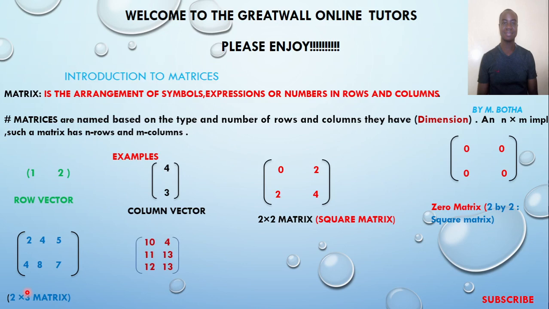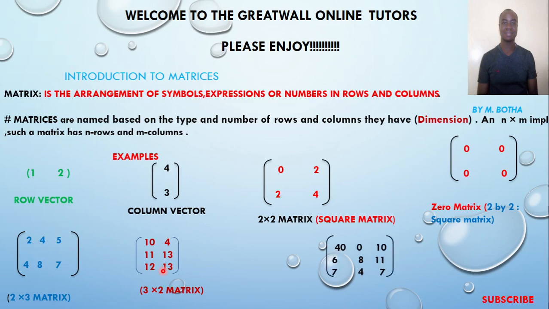This one, you can count how many rows it has. It has 1, 2, 3, right? So we have 3 rows and only 2 columns. So the dimension of this matrix is a 3 by 2 matrix. It's not a square matrix because the number of rows is not equal to the number of columns it has. Let's proceed and look at the other one.